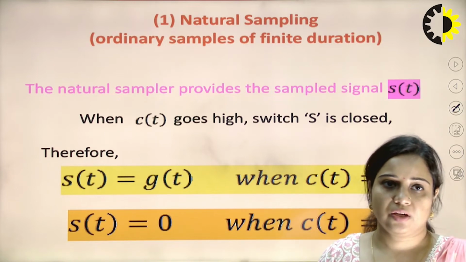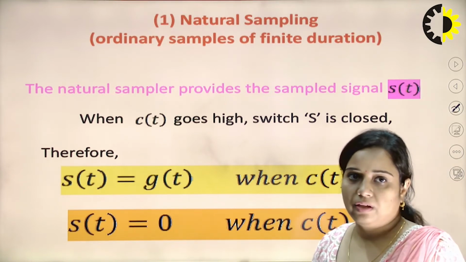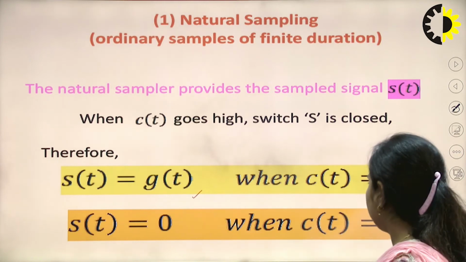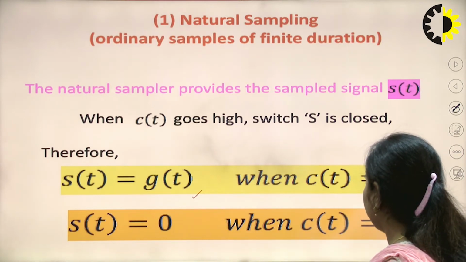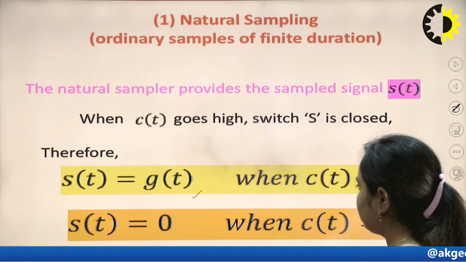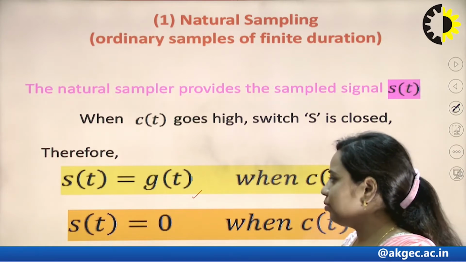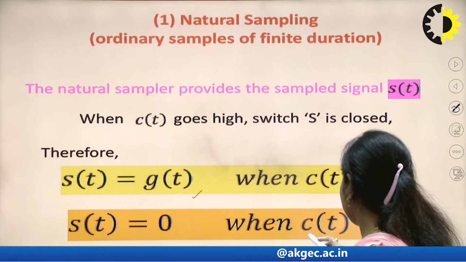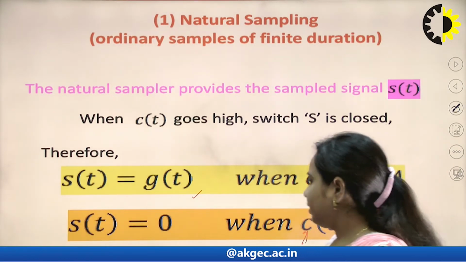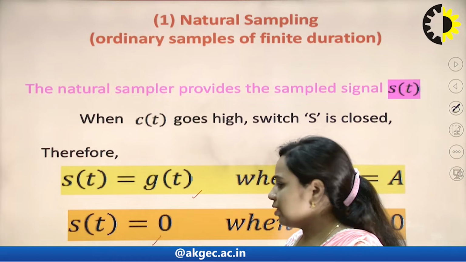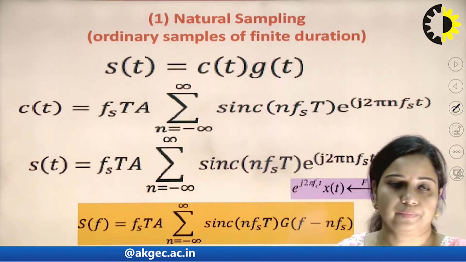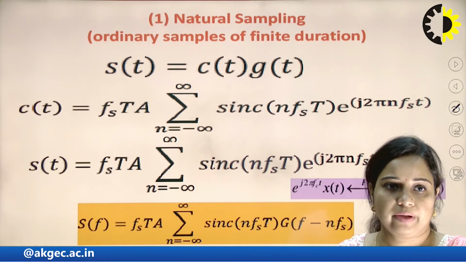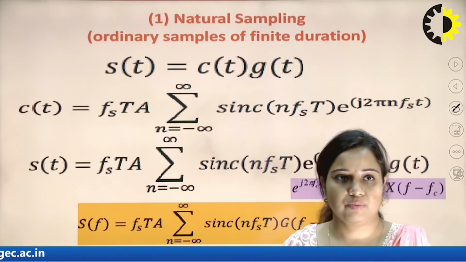When c(t) goes high, the switch S is closed, therefore s(t) equals g(t). When c(t) is plus A, meaning the amplitude is plus A, the switch is closed and the output equals whatever the input is. Next, when c(t) equals 0, the switch is open, so s(t) equals 0.